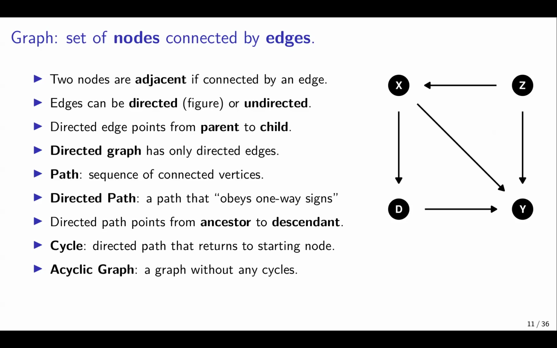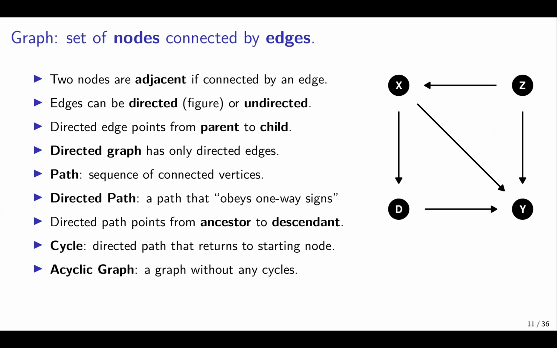A directed edge is said to point from a parent node to a child node. So in this example, Z is a parent of X. There's a directed edge from Z to X. A directed graph is a graph that only has directed edges. A path is a sequence of connected vertices, and a directed path is a path that obeys one-way signs.